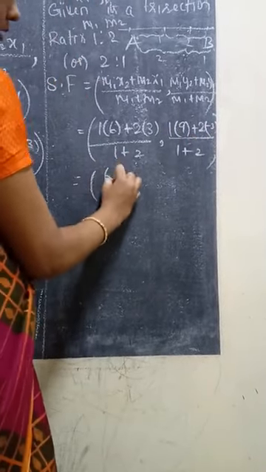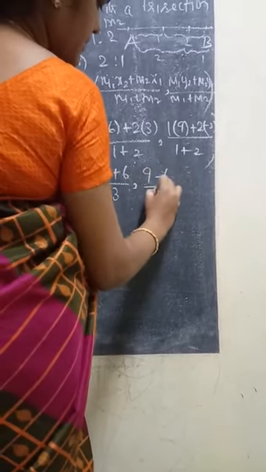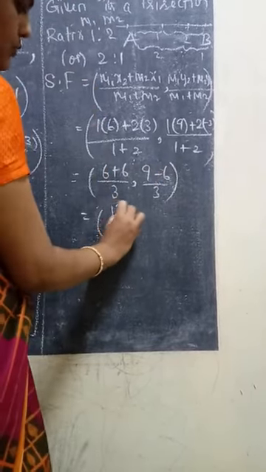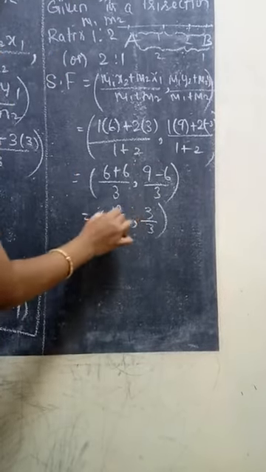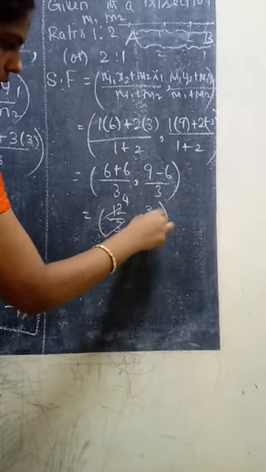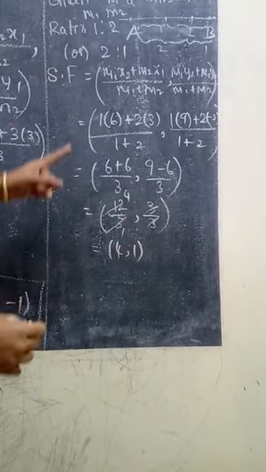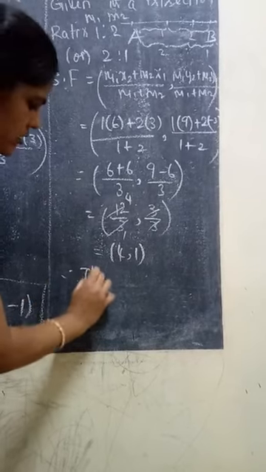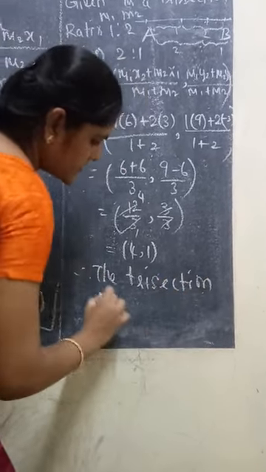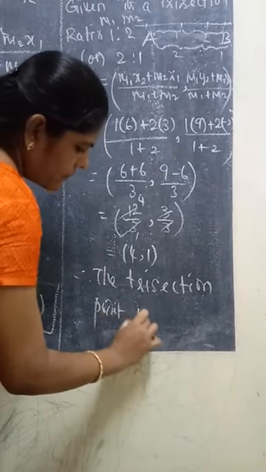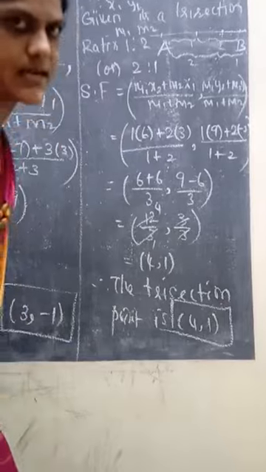Next is 6 plus 6 by 3. Here 9 minus 6 by 3. So 12 by 3, 3 by 3. 1 time 4, 4 times. 4 comma 1. So listen, therefore the trisection point is 4 comma 1. And this is the answer.